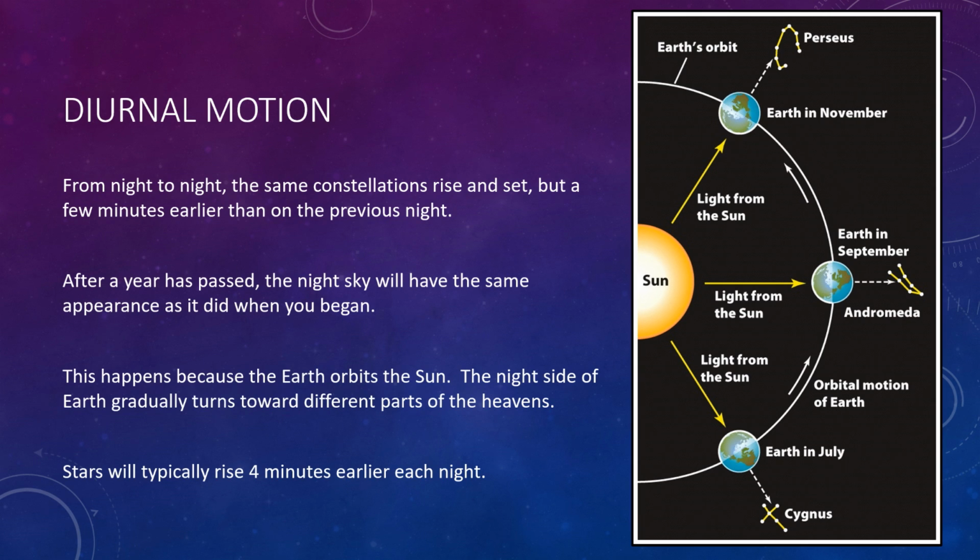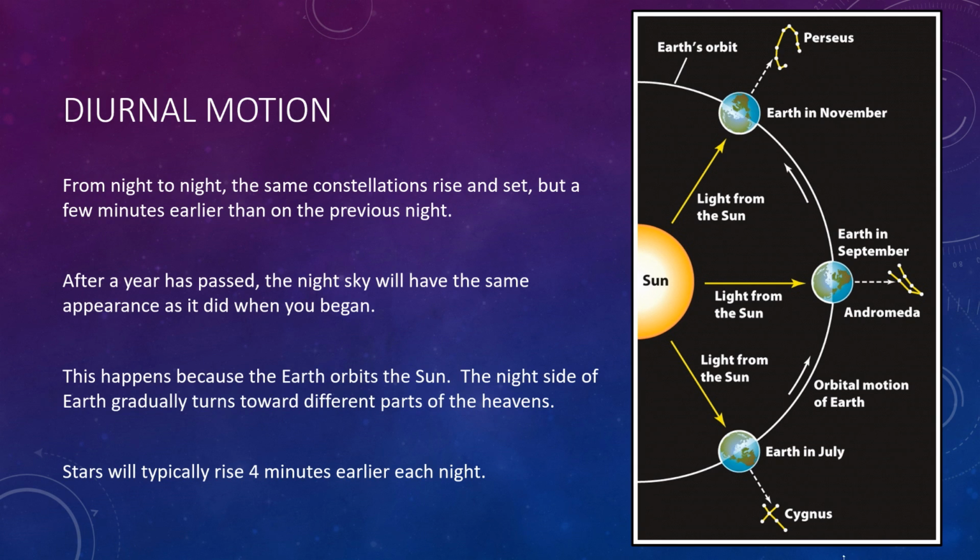This happens because of Earth's orbit around the Sun. Over the course of a year, Earth makes one complete orbit, or revolution, and the darkened nighttime side of the Earth gradually turns towards different parts of the heavens. Right, so we have diurnal motion, which is the daily motion of stars in the sky caused by our rotation about an axis. But we have this changing in rise and set times of different constellations over months because of our motion around the sun, our orbit.